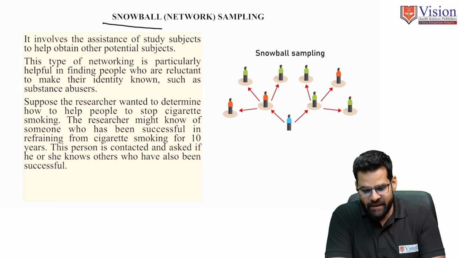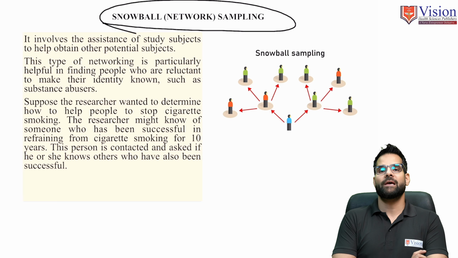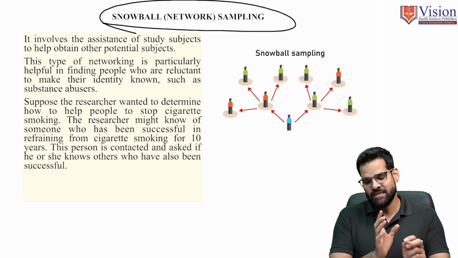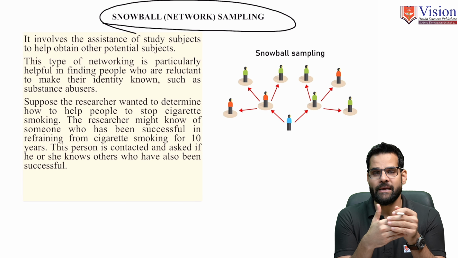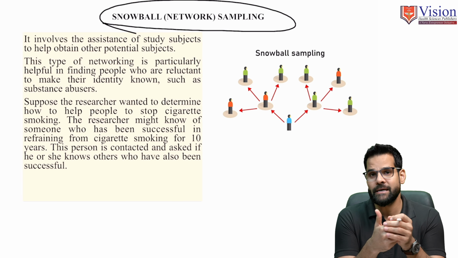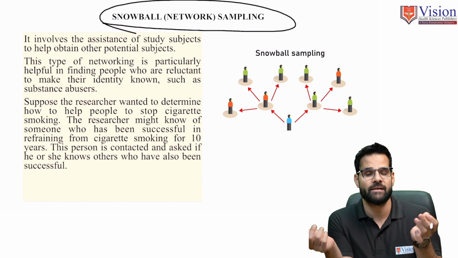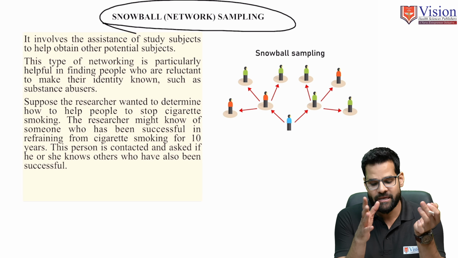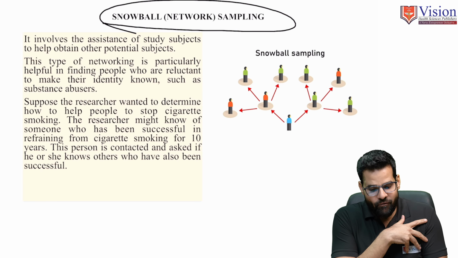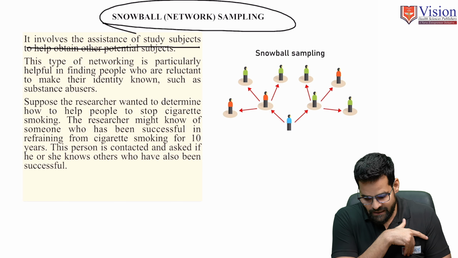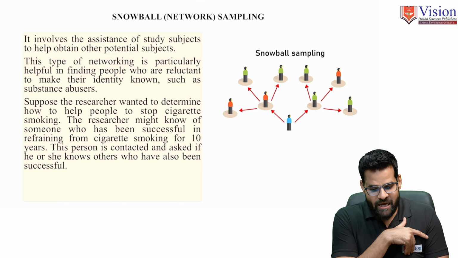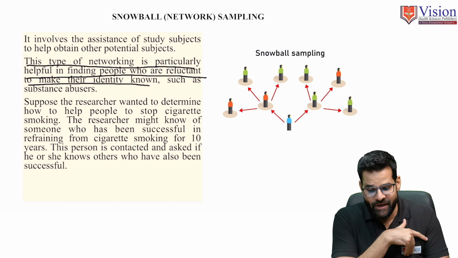Another type of sampling is snowball sampling, also known as network sampling. Please understand that you identify and select one person, and then you ask that person to refer another. That kind of sampling is known as snowball sampling. It involves the assistance of the study subject to help obtain other potential subjects. This type of networking is particularly helpful in finding people who are reluctant to make their identity known.